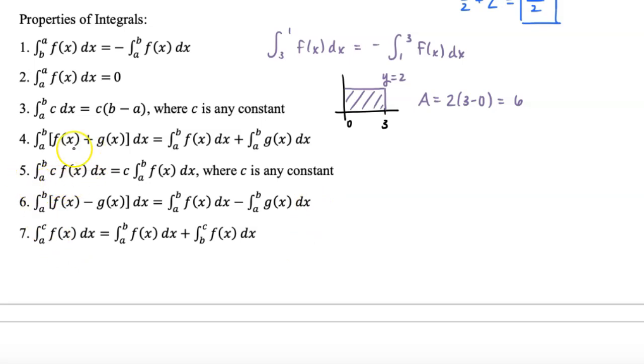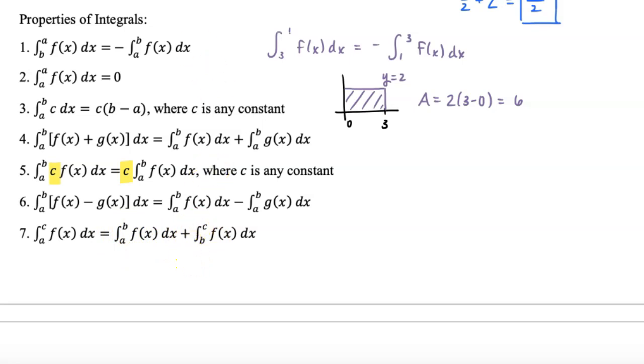Okay, number 5 just tells me that if I have a constant times a function, I can pull this constant out to the front of the integral. So I can take this c and pull it out to the front of the integral. Okay, and number 7 tells me that if I have a function that goes from a to c, then I can split this up into 2 integrals, from a to b and from b to c.